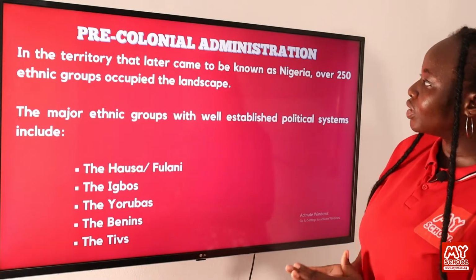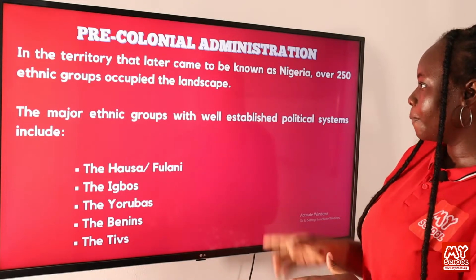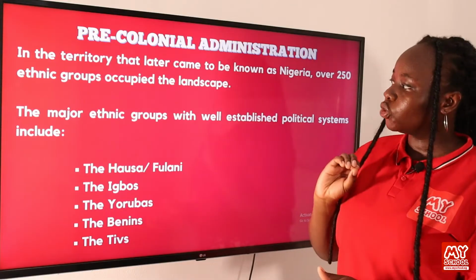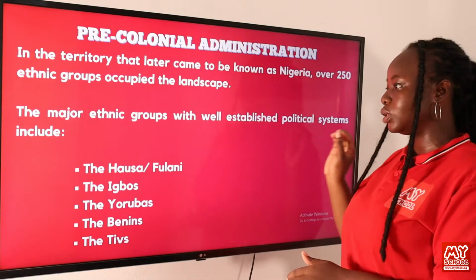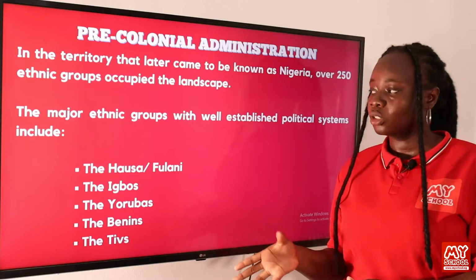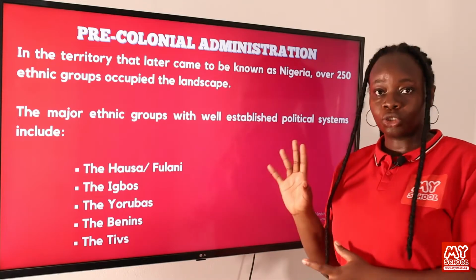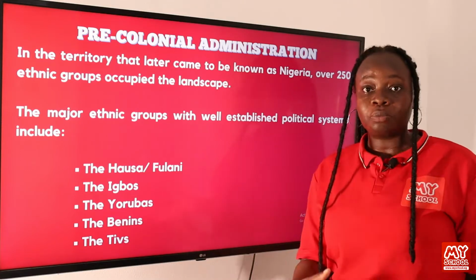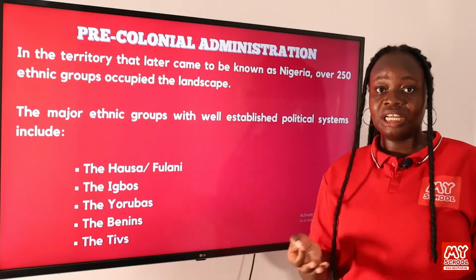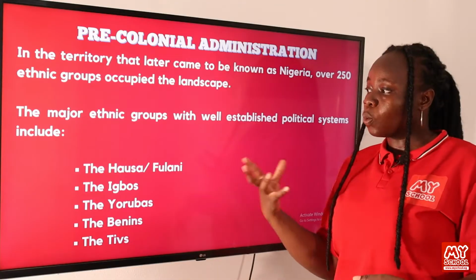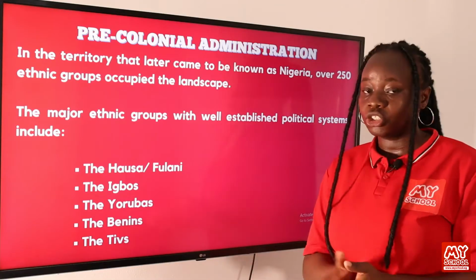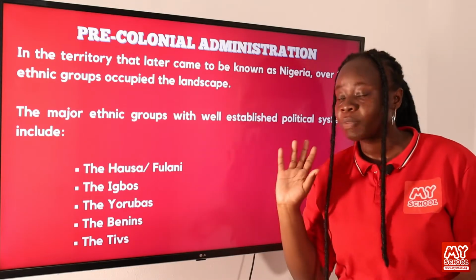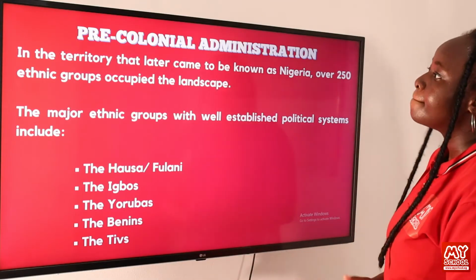All right, in the territory that later came to be known as Nigeria, over 250 ethnic groups occupied the landscape, but the major ethnic groups with well-established political systems include all 5 of these. The reason why we're going to discuss only 5 major political systems is because there's not much information about the other territories within the Nigerian society. The ones that were recorded were these 5 institutions, and so we're going to discuss them in detail. We're going to begin with the Hausa/Fulani Emirates.